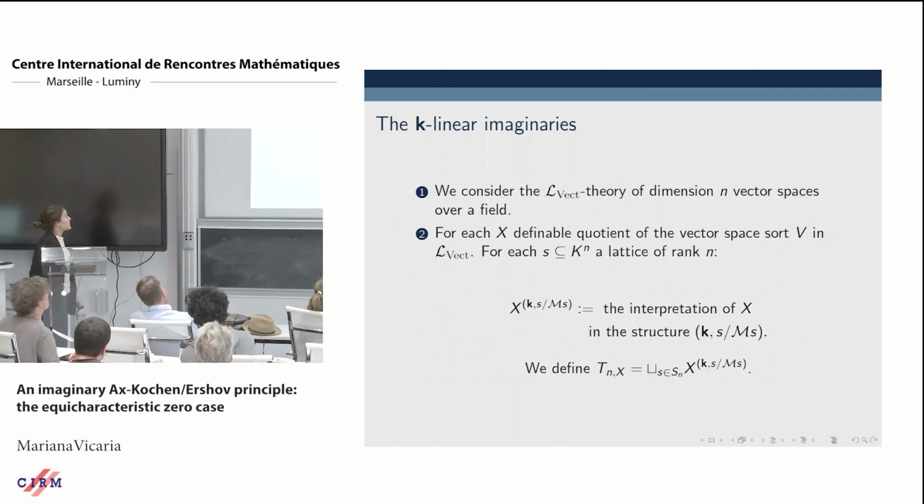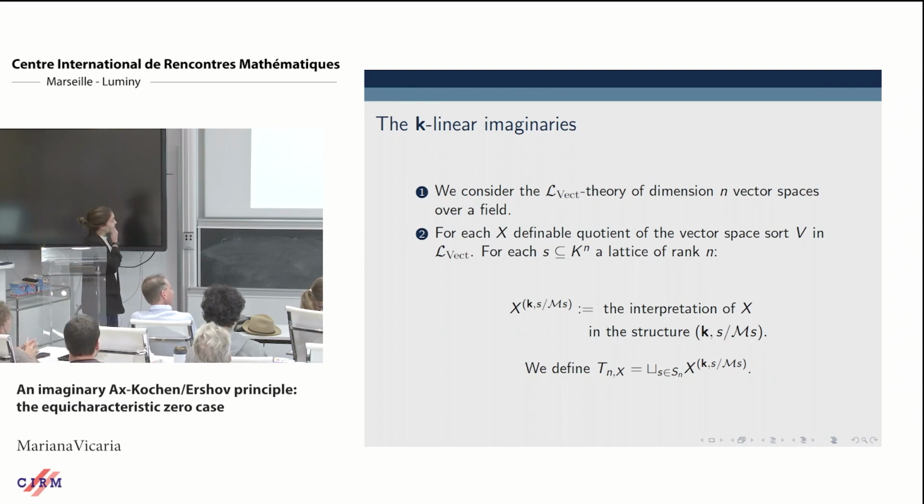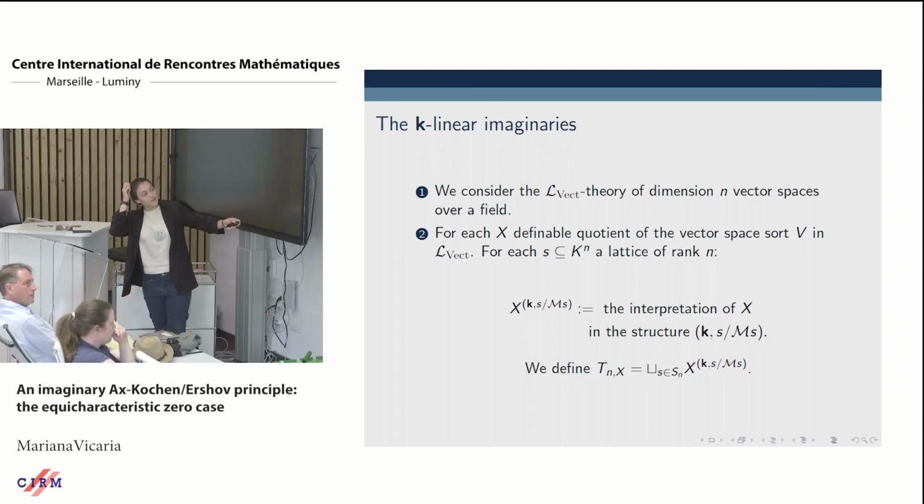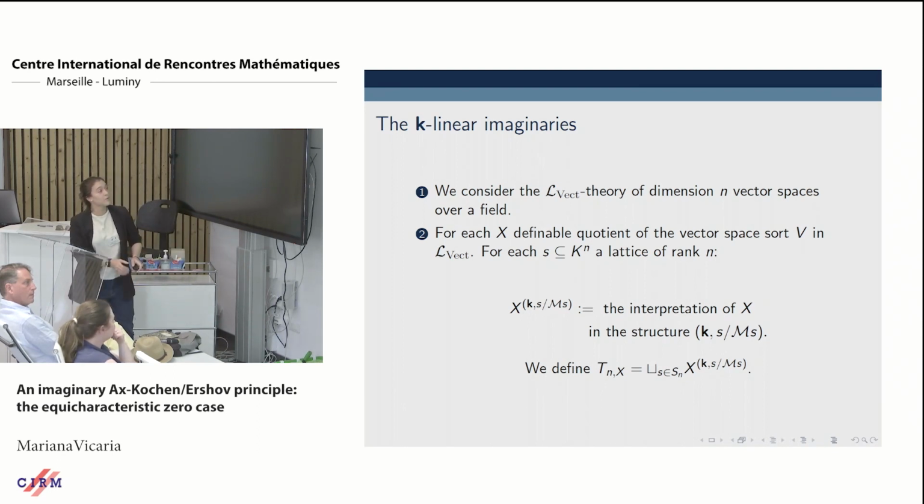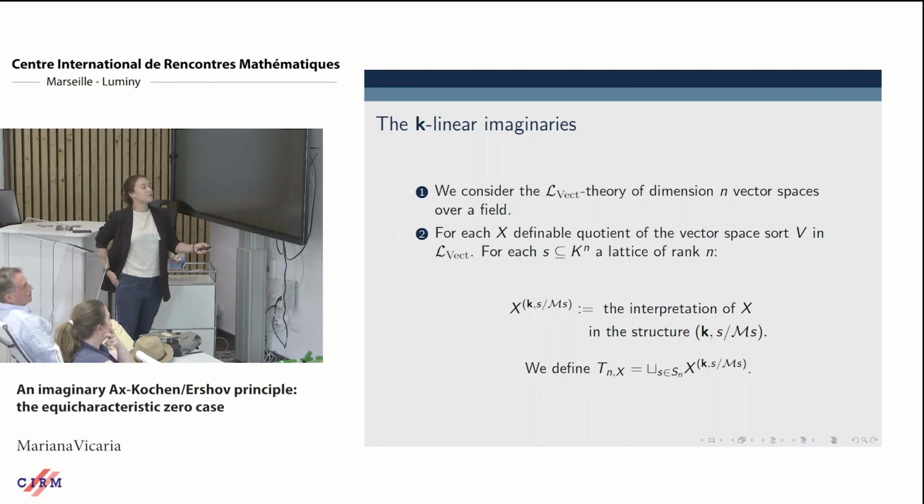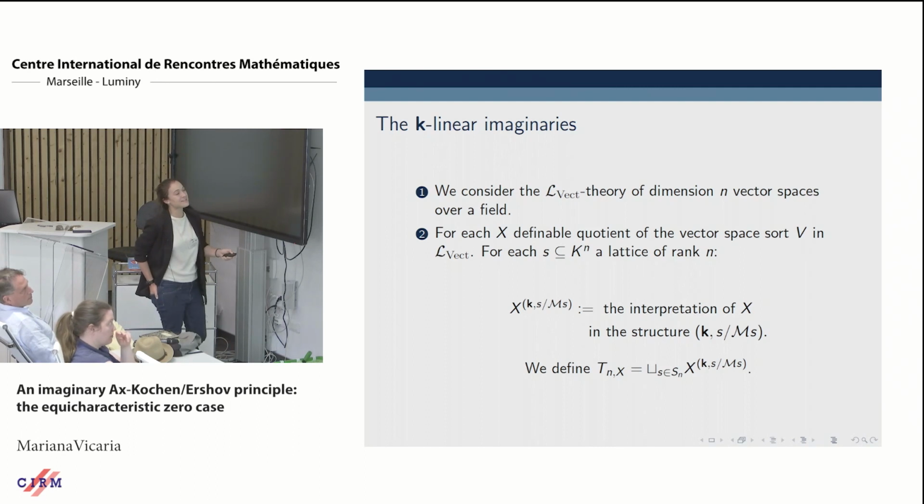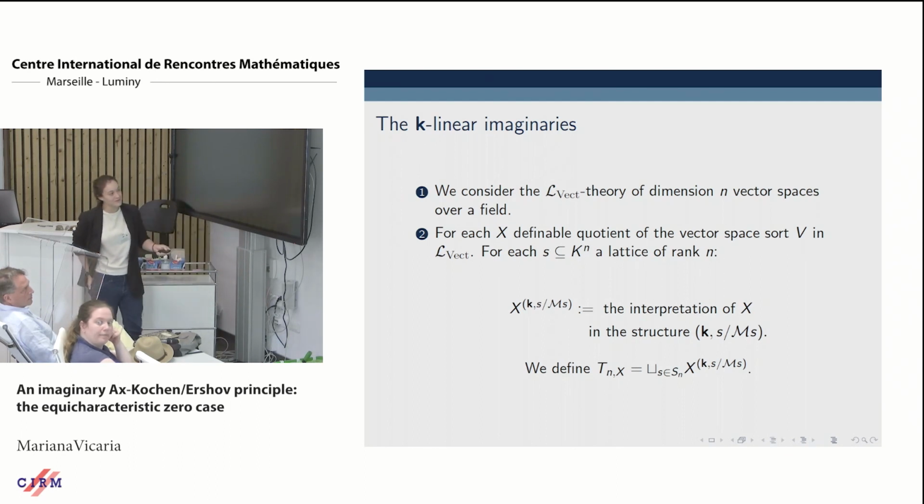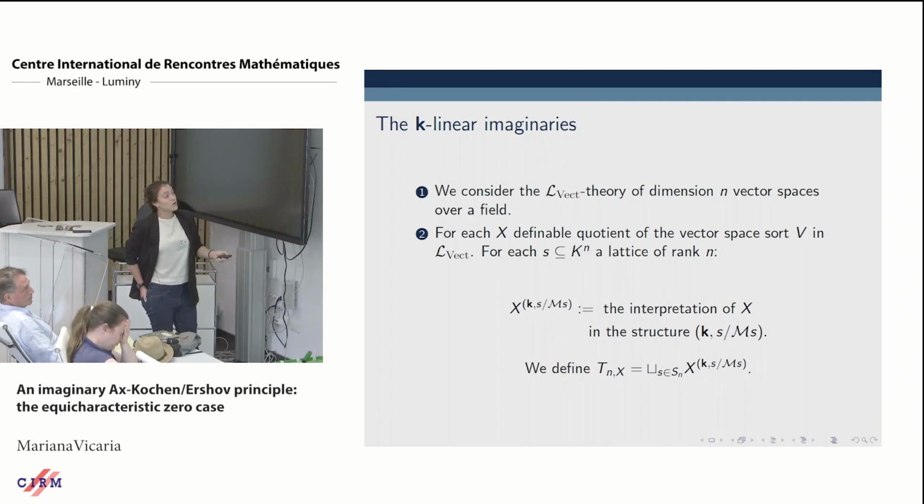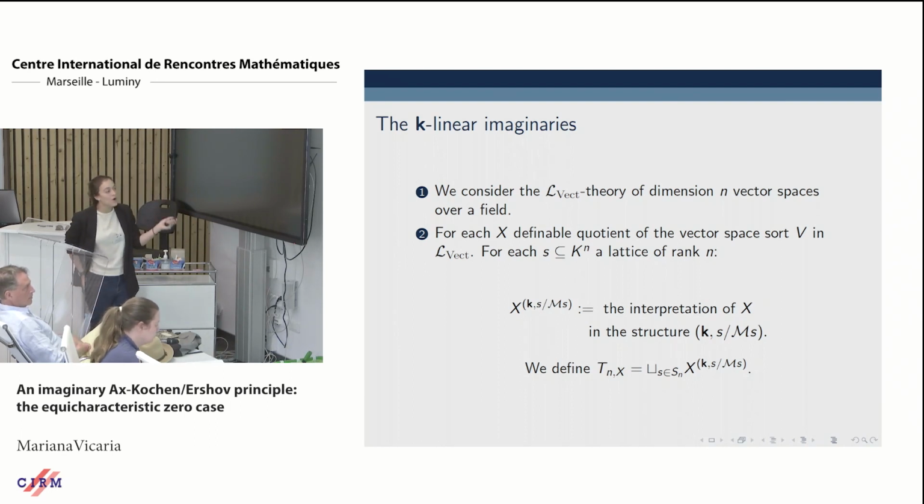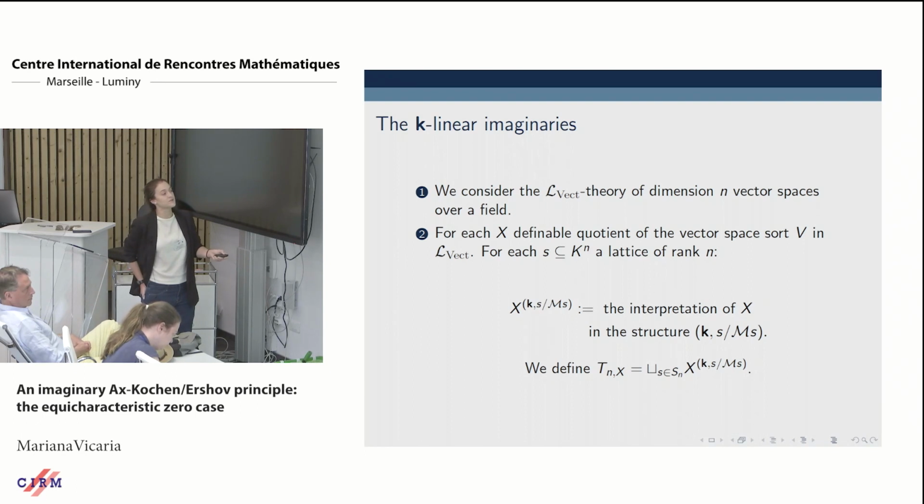So now we're going to be working in the theory of dimension n vector spaces over a field. And for each possible interpretable set that I have over the vector space sort, so here I have my X and my vector space V in this language, I'm going to do the following. So pick up your favorite lattice of rank n, right? And I'm going to denote like this, X hat, in essence, the interpretation of this set in the structure that I obtain where I take on the first side the residue field, and on the other side the vector space that is obtained by taking the reduction of the lattice by the maximal ideal. So I'm going to call T_n X, in essence, the collection of all these interpretations when I vary my lattice over S_n.